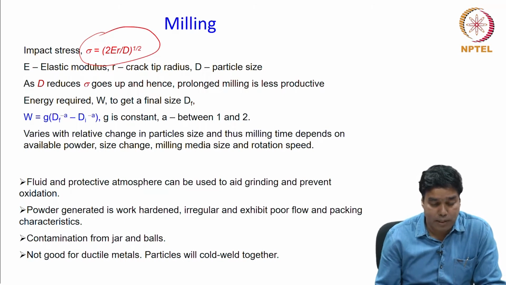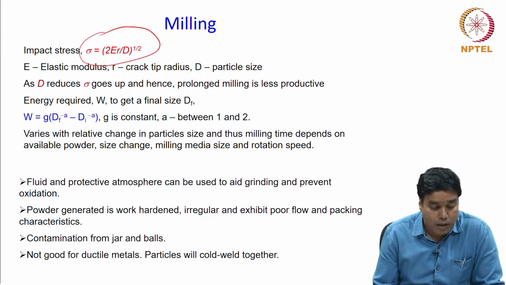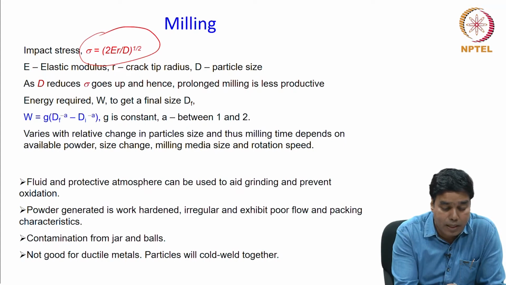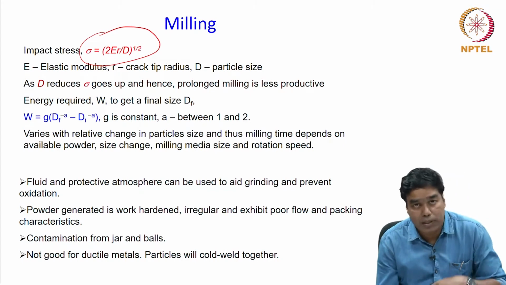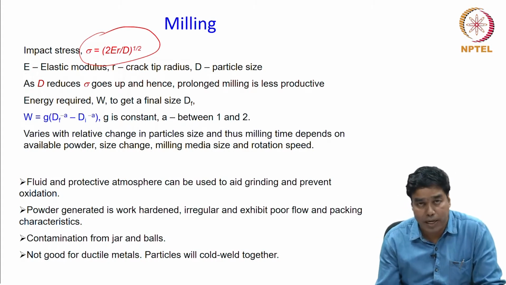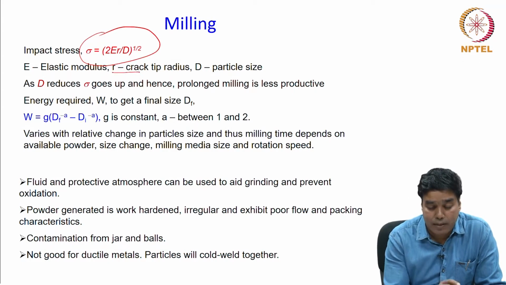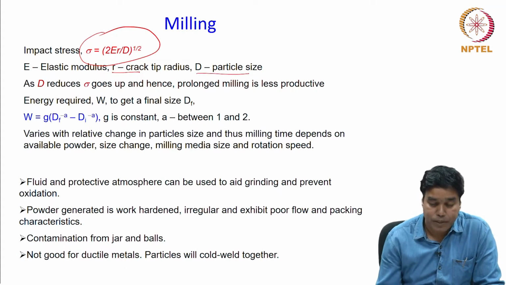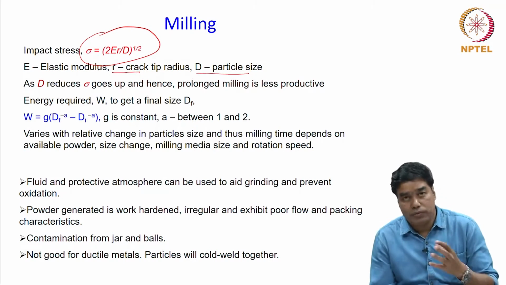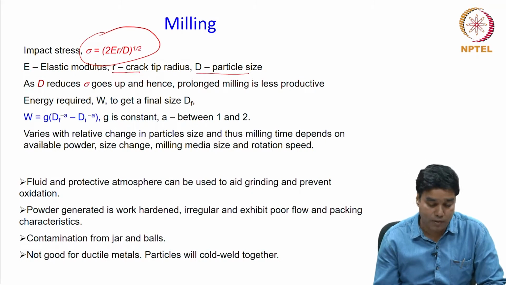The impact stress sigma is equal to this, wherein E is the elastic modulus of the material which is being processed, R is the crack tip radius, because when the balls impact the material it is going to crack. So, R is that crack tip radius, and D is the particle size, which you achieve by breaking this material into smaller fragments.